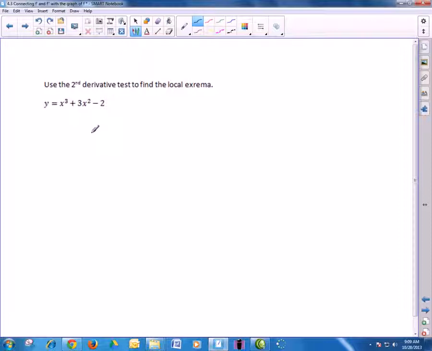So use the second derivative test to determine a local extrema. First of all, we have the first derivative. If you want to go ahead and try this on your own, find the second derivative, come back, see how you did. The first derivative is going to be 3x squared plus 6x. We're going to stop there and find the critical points, so we set that equal to 0.